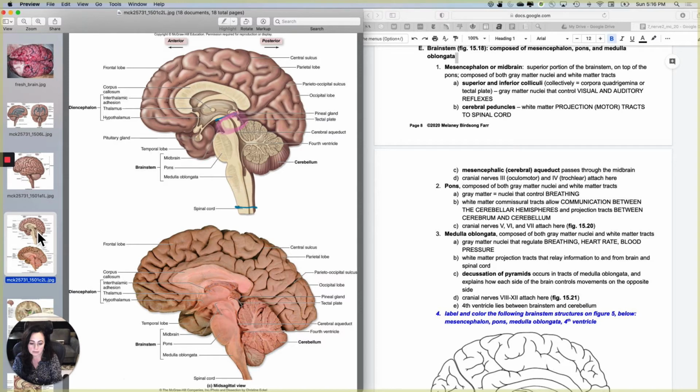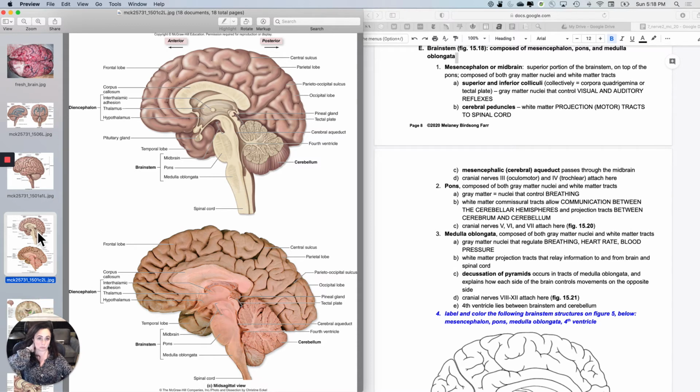And then the next part down, right here, is the pons, okay? And then moving even further down from the pons, all the way down until you hit the foramen magnum, that is all the medulla oblongata. So in this picture, the pink is the mesencephalon. The yellow is the pons, and then the green is the medulla oblongata. So we're going to look at each of those parts in more detail.